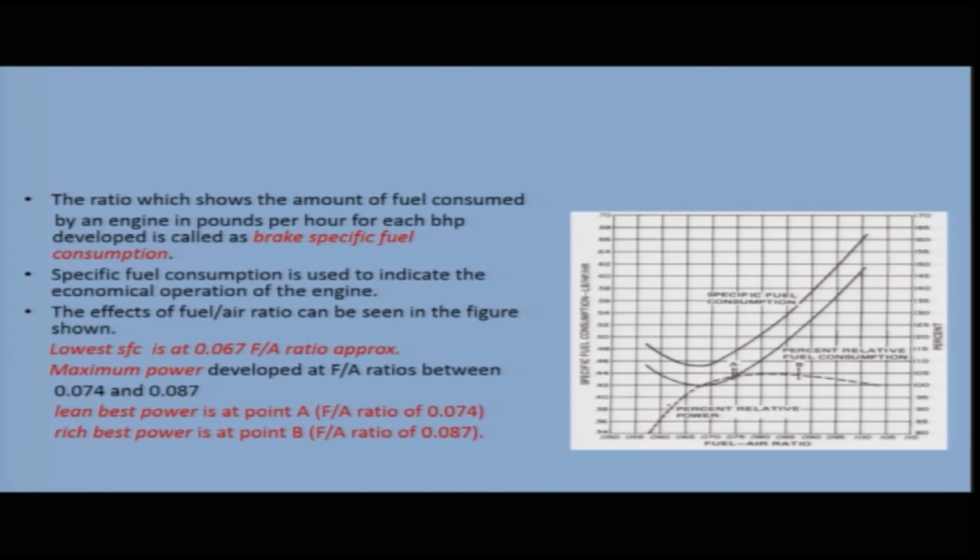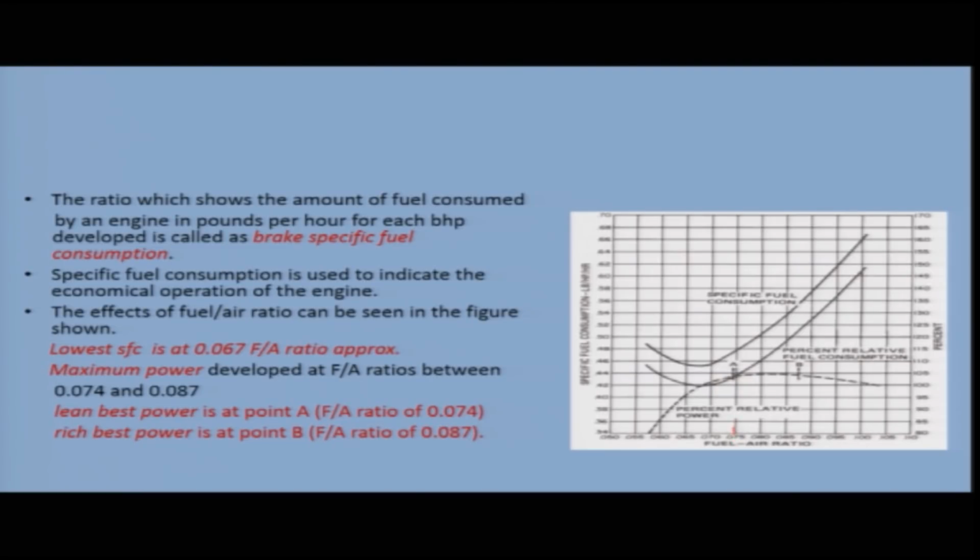This dotted line is your power graph, and in this you can see that maximum power is developed between 0.074 and 0.087. So, this is your fuel air ratio 0.074 somewhere here, the A point, and the B point is 0.087. The maximum power is being generated between A and B. So, we have seen that the 0.074 to 0.087 mixture range gives us the maximum power, and 0.067 fuel air ratio gives us the lowest specific fuel consumption.